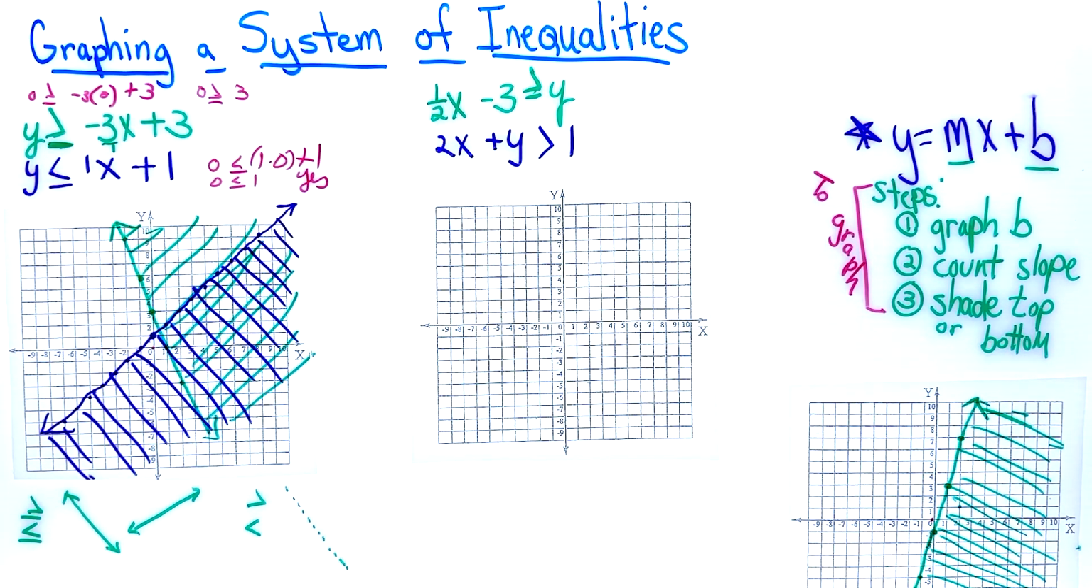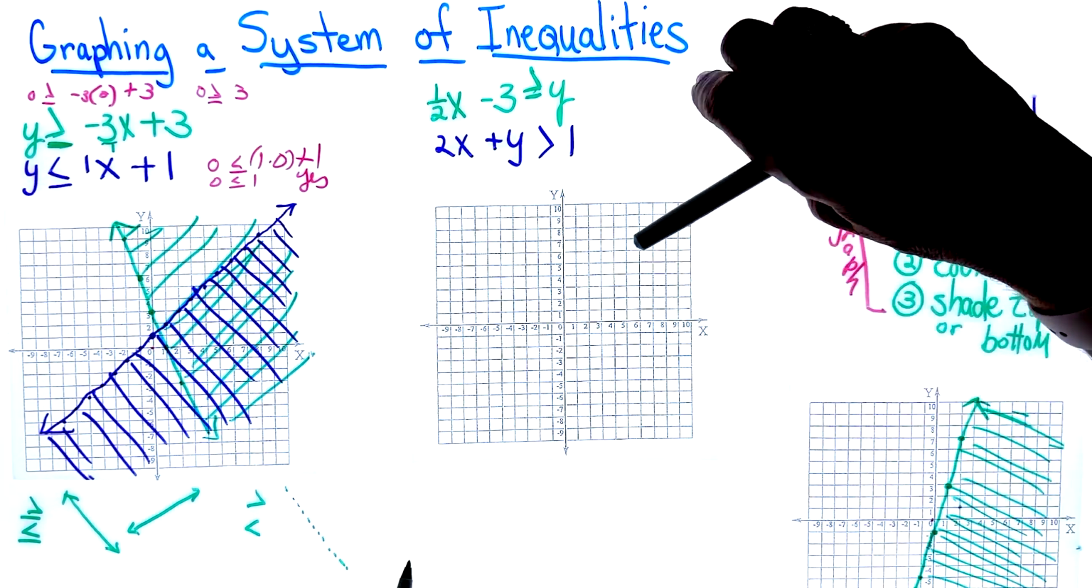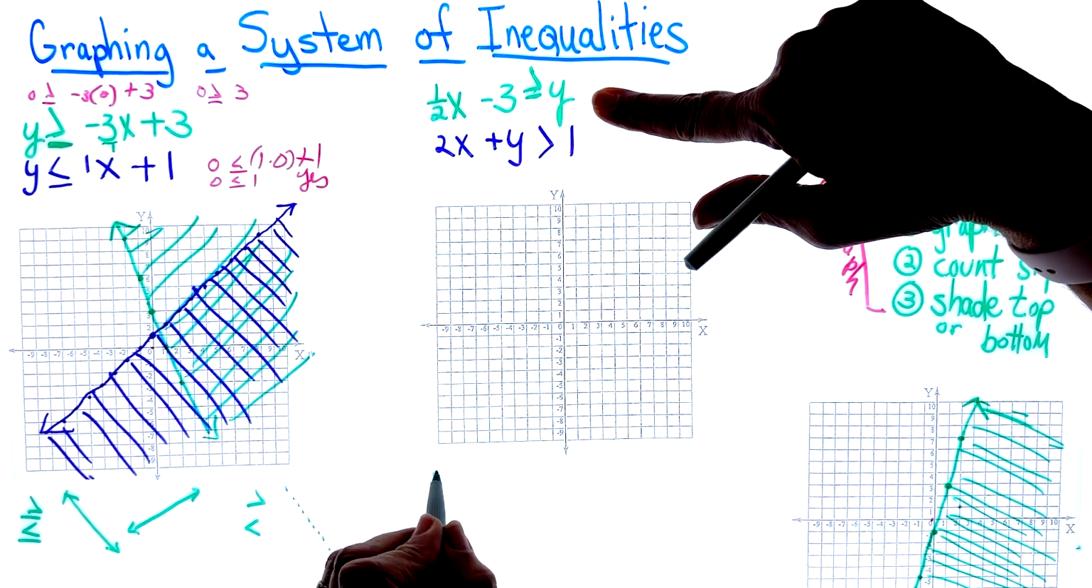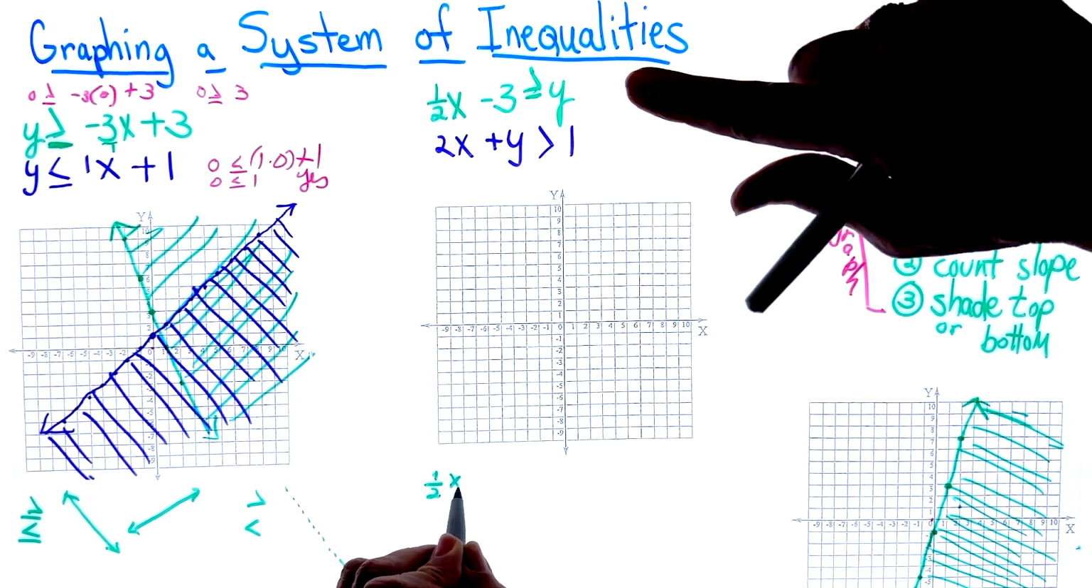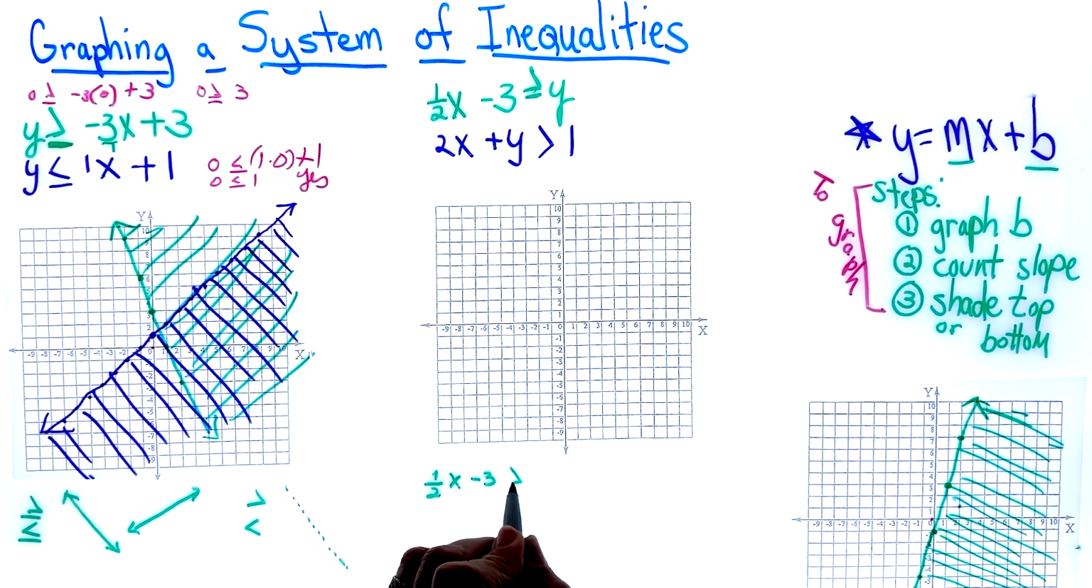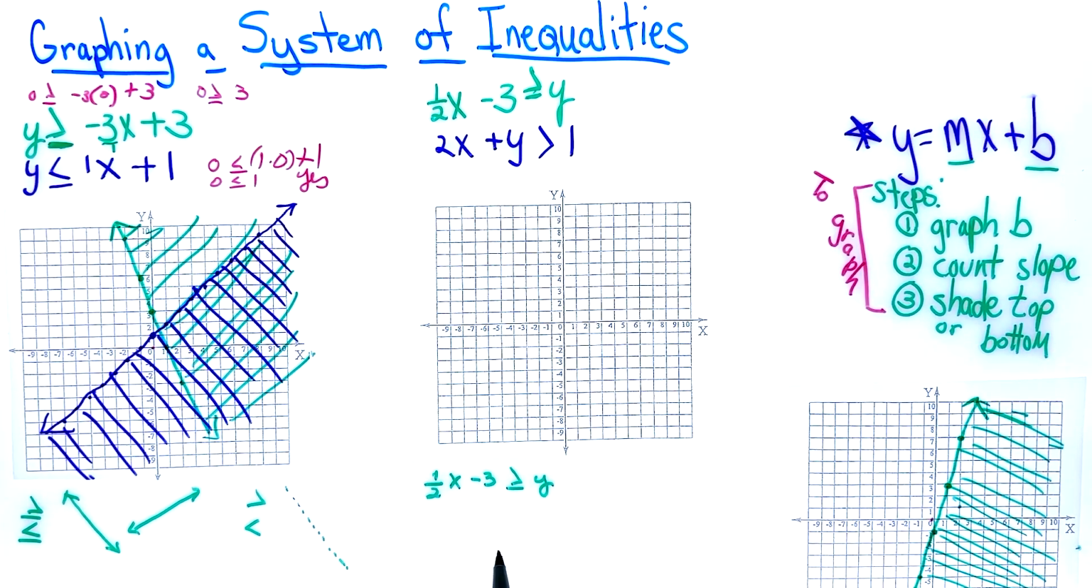So let's look at the second problem I have here. That has a little bit of a problem because it's not in y equals mx plus b form. So I am going to copy this inequality down below, 1/2 x minus 3 is greater than or equal to y. And we know we want it in y equals mx plus b form. So I'm just going to write my y over here, and I'm going to write 1/2 x minus 3 there.